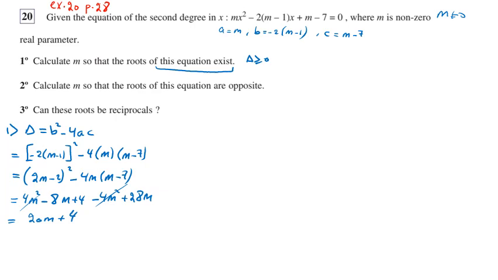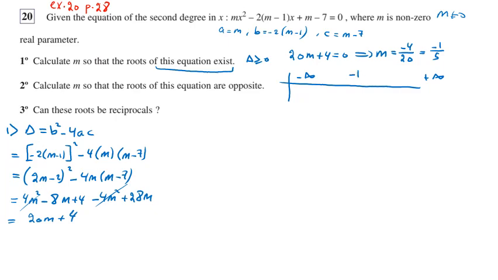So we should make a table of sign. To make table of sign, we should calculate the root of delta. We put it equal to 0, then m equal minus 4 over 20, which is equal minus 1 over 5. Table of sign, here we have minus infinity, plus infinity, and here is the root minus 1 over 5. The number which is multiplied by m, which is 20, the coefficient, it is positive. We put opposite sign. Then the answer will be delta positive.